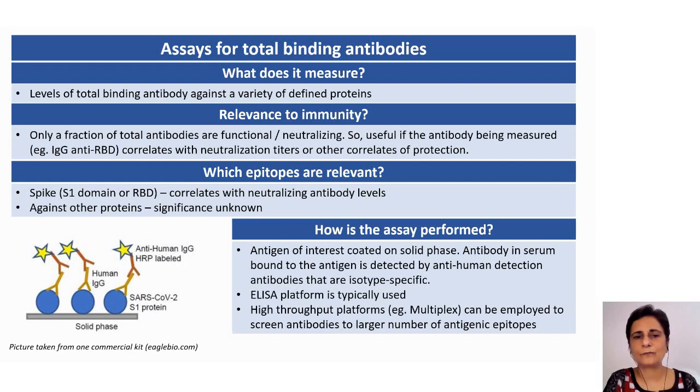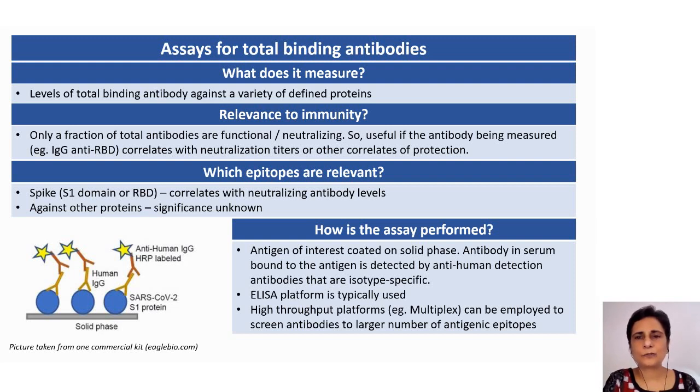They can be done on different kinds of platforms. It can be just a regular plate ELISA. It can be modifications of enzyme immunoassays, such as chemiluminescence assays, which change what you use in order to detect a signal. Now, what are we measuring here? We are measuring the levels of total binding antibody or specific classes of antibodies against a variety of defined proteins. The ones that are important to remember so far are the spike and the nucleocapsid proteins.